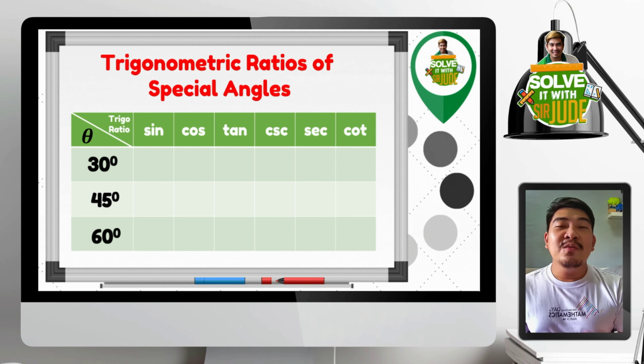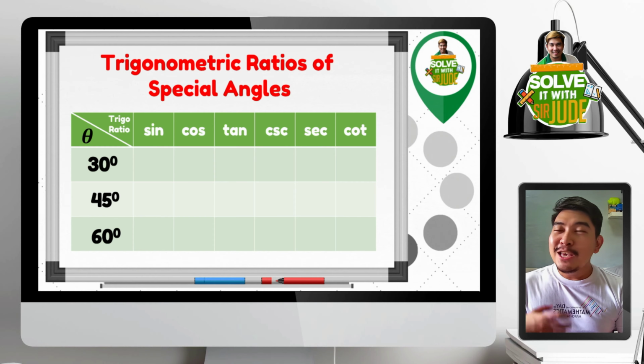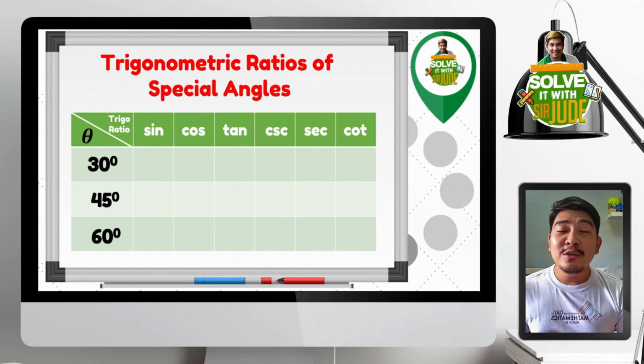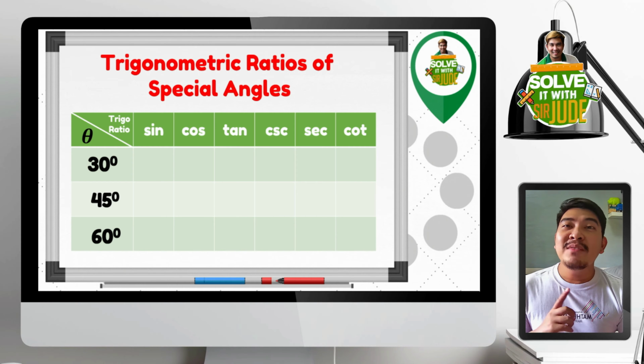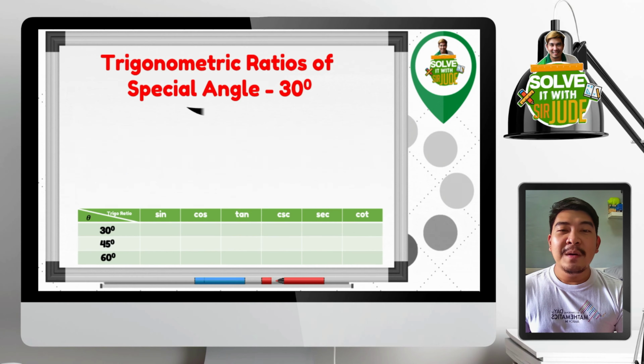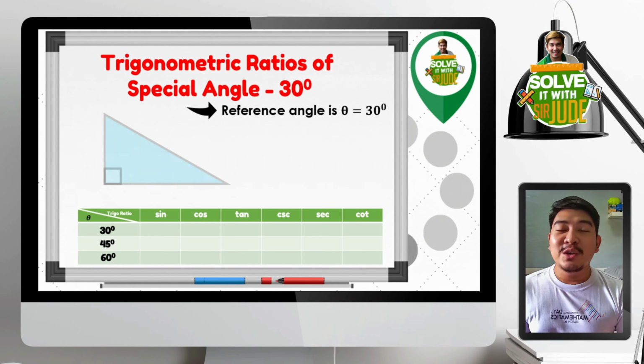If you can remember, in the first video that we released during the fourth quarter, na-discuss na natin yung trigonometric ratios. So we have SOHCAHTOA and CHOSHCAHTOA, and we will be using them here. So paano ba natin makukuha yung trigonometric ratios for 30, 45, and 60 degree angles? Let us first have the special angle 30 degrees, meaning the reference angle or theta here is 30 degrees.